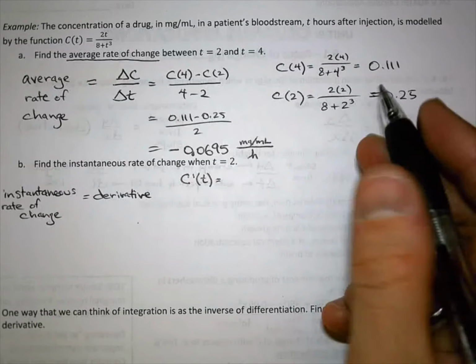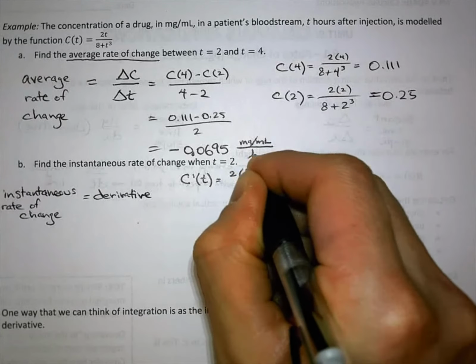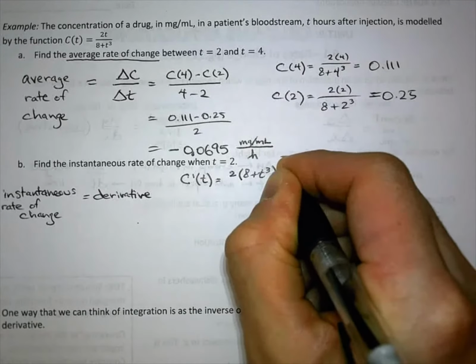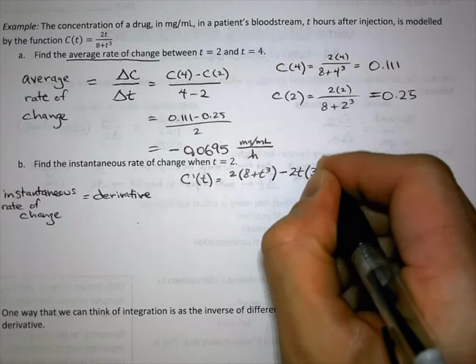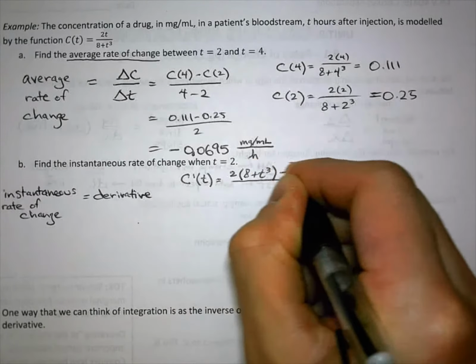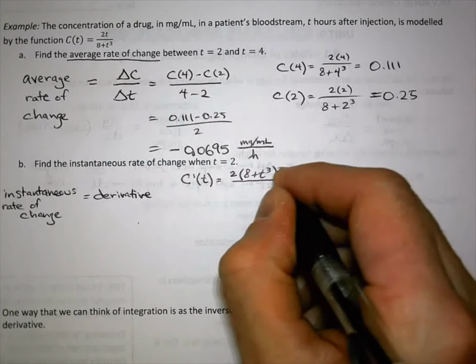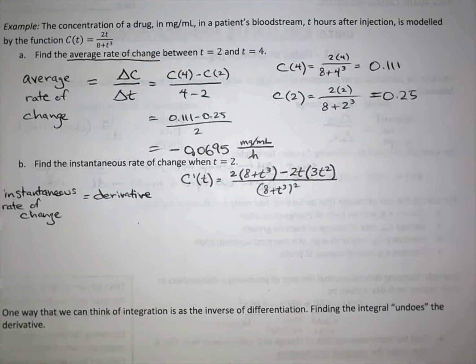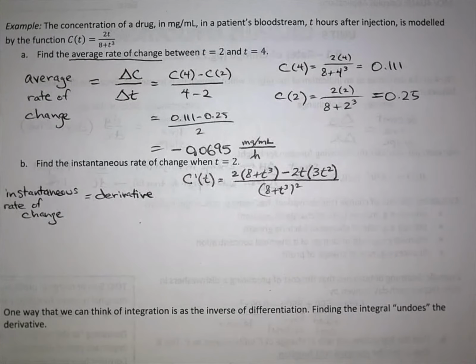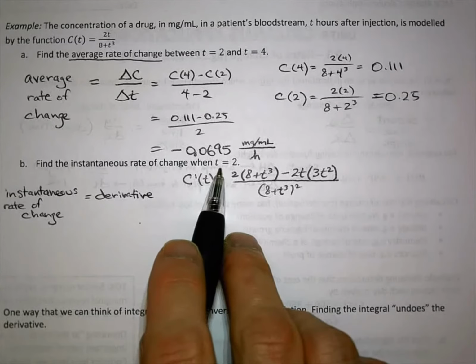I've been doing so many quotient rule questions lately. Derivative of the top is 2 times the bottom, 8 plus t cubed, minus 2t times the derivative of the bottom, which is 3t squared, all over the denominator squared, which is 8 plus t cubed all squared. Okay, now what are we doing again? I am trying to find the instantaneous rate of change when t equals 2. So, I mean, what I could do is just sub in 2 now.